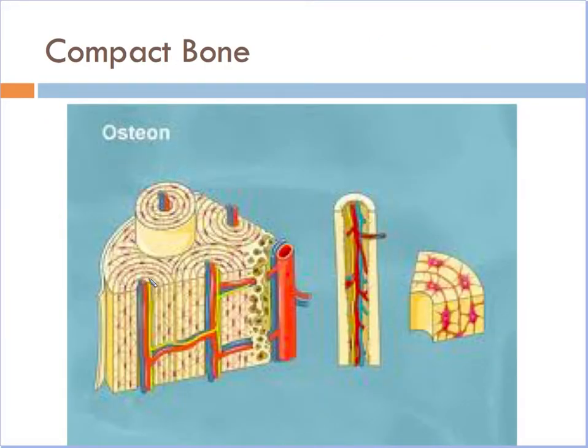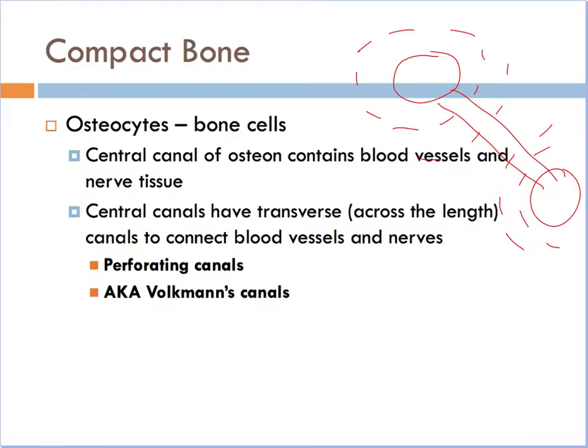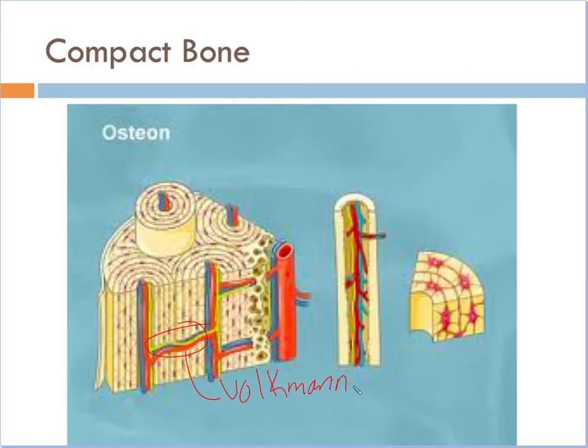Either one of those terms works, but I'm going to call it a Volkmann's canal. And so that looks like this. So here is a central canal. Here is a central canal. Within this, you have this guy here. This is a Volkmann's canal. I think there's two ends on Volkmann's. So that is connecting your two central canals.